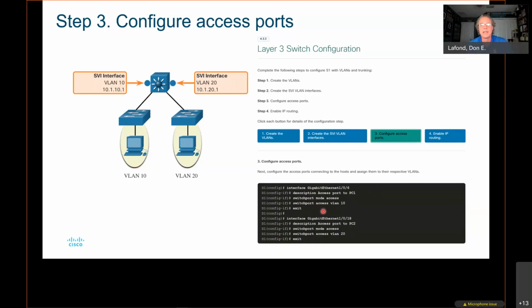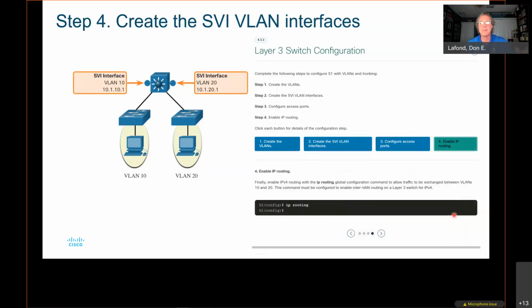And then it is switchport access VLAN 10. So we're putting that port in VLAN 10. We do the same thing on this side for VLAN 20, setting this to an access port with switchport mode access, and then switchport access VLAN 20. Give it a description as well, and then exit out of that. So now we have our access ports. And now we are going to enable IP routing.